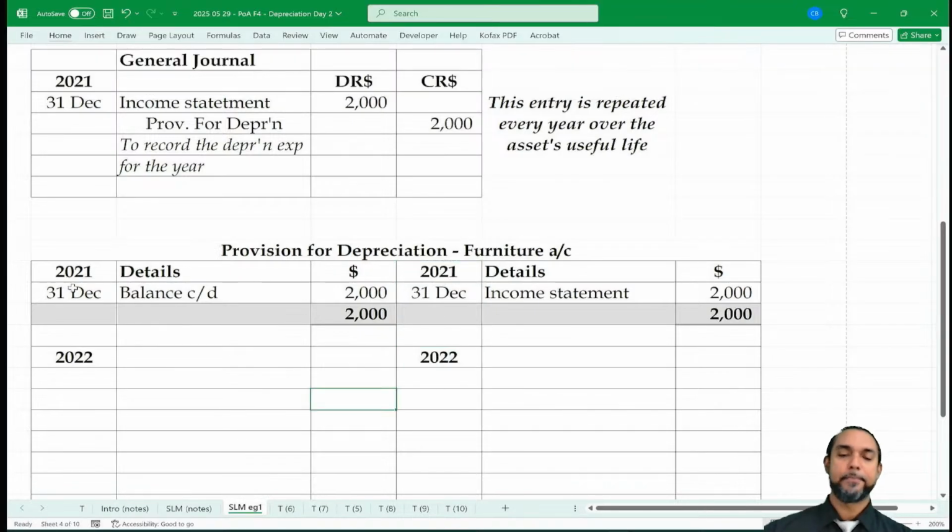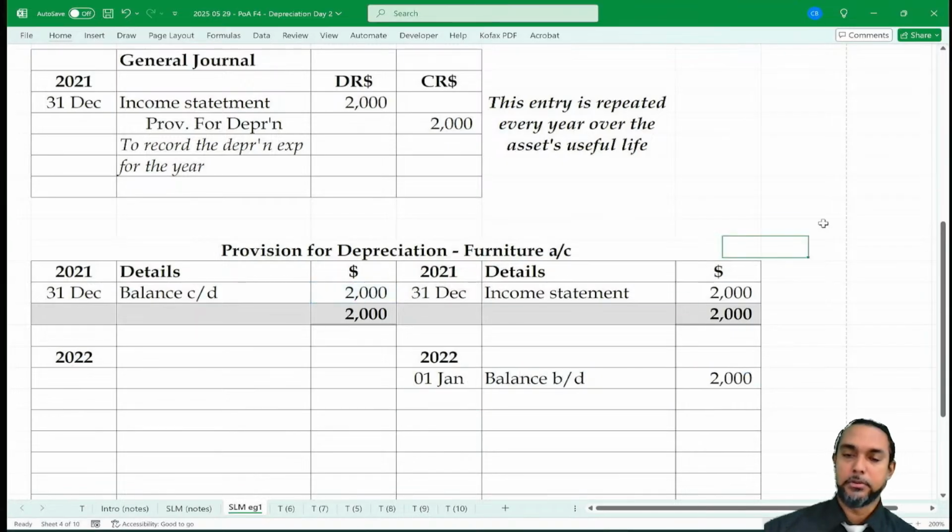Now, at the end of the first year, we had a balance carried down of 2,000, and of course, if it's carried down at the end of one year, it will be brought down at the start of the next year. So on the 1st of January 2022, the balance brought down will be 2,000. Let me pause there and take any questions.